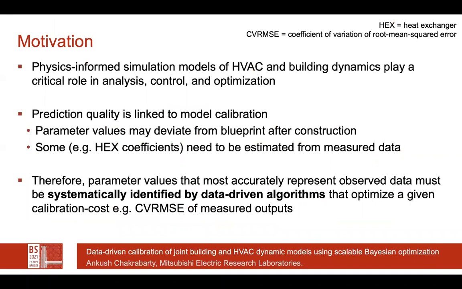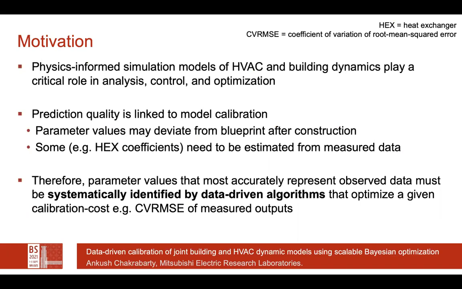We know that physics-informed simulation models of HVAC and buildings play a critical role in analysis, control, and optimization of building systems. For example, in model predictive control. The prediction quality, however, is strongly linked to how well these models have been calibrated, or how good a set of parameters we have for these models and how well they reflect the true system dynamics. And even though one may argue that some of the parameter values are known during the building's construction, the truth is that they can change quite a lot from the blueprint after construction. And so it's necessary to re-estimate them.